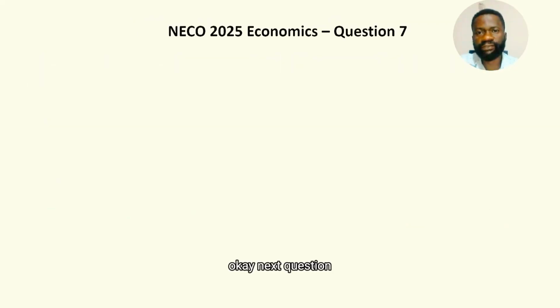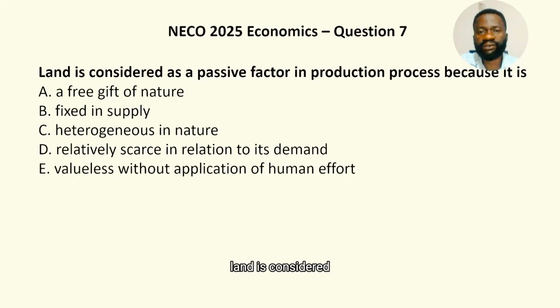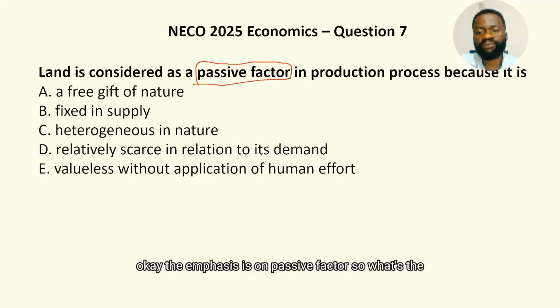Okay, the next question. Land is considered as a passive factor in production process because it is dash. A, a free gift of nature. B, fixed in supply. C, heterogeneous in nature. D, relatively scarce in relation to its demand. And E, valueless without application of human effort. We say land is considered as a passive factor. The emphasis here is passive factor.